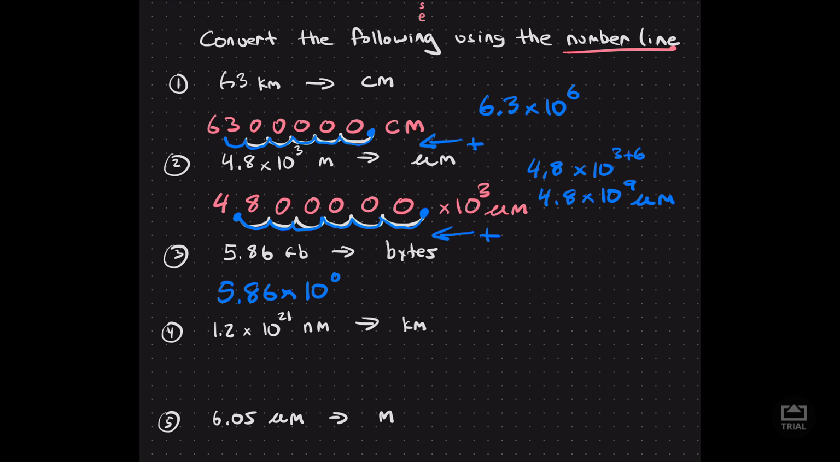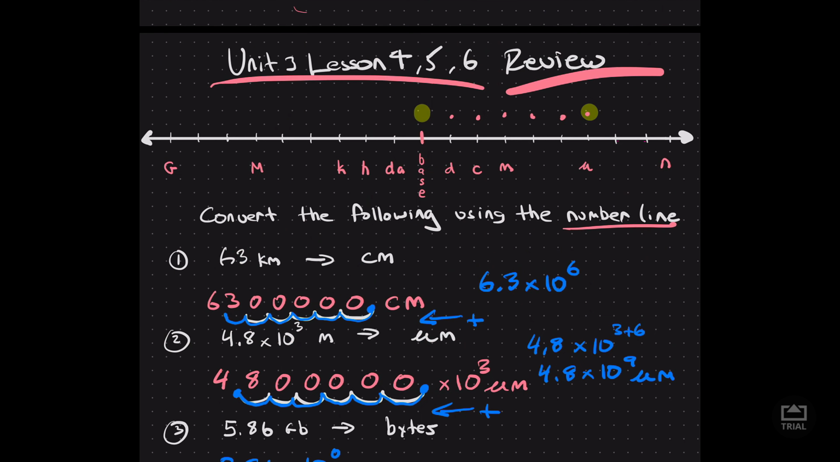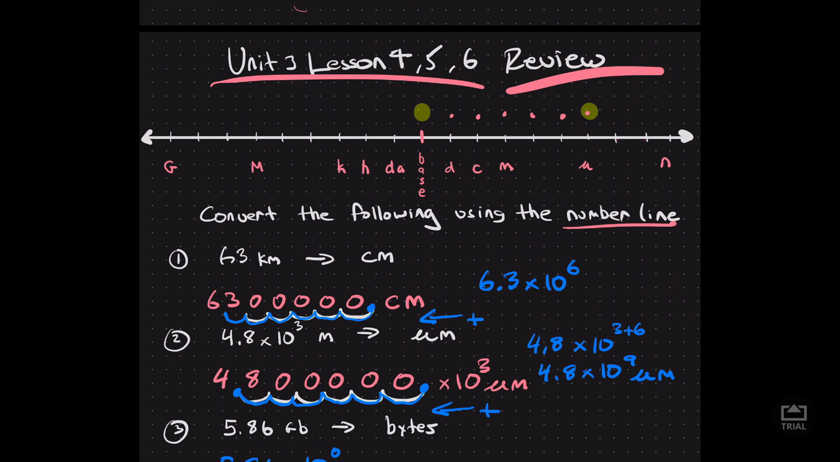Now let's take a look. Where are we going from and to? We're going from gigabytes to bytes. Okay, so let's go back up top here again, and let's see where we're starting off. We're starting off at gigabytes, and we're going to bytes, and that would just be our base. And how many jumps are we making? We're going 1, 2, 3, 4, 5, 6, 7, 8, 9 jumps to the right.